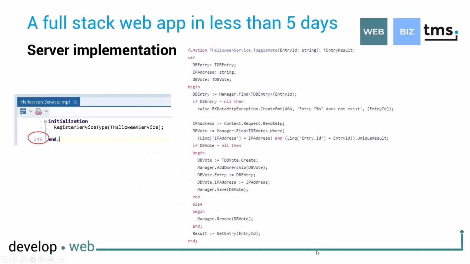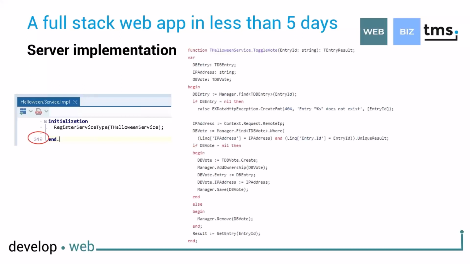And let's have a look at one actual implementation of such an endpoint, which is the toggle vote endpoint. Here you can see the code for that. The toggle vote has one request parameter, which is the submission ID, entry ID.